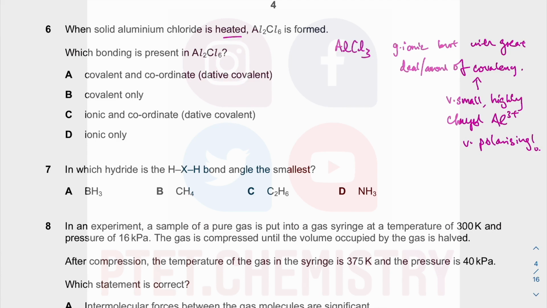So when you heat them, they can form Al2Cl6, and Al2Cl6 is exclusively simple molecular.